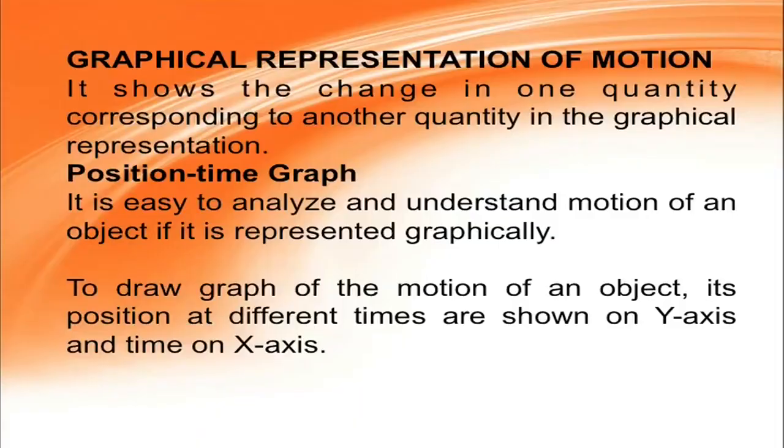Now, we discuss the graphical representation of motion. It shows the change in one quantity corresponding to another quantity. So, first we have the position time graph. It is easy to analyze and understand the motion of an object if it is represented graphically. To draw a graph of the motion of an object, its positions at different times are shown on the y axis and the time on the x axis.